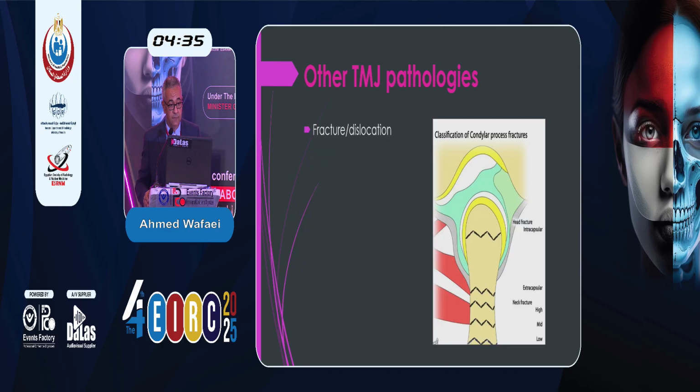The fractures of the temporomandibular joint, like any other joint, may be intra-articular. Intra-articular fracture means the fracture extends into the articular surface, like the fracture here, or there may be extra-articular fractures within the mandibular neck, whether high, middle, or low. This is the regular classification.